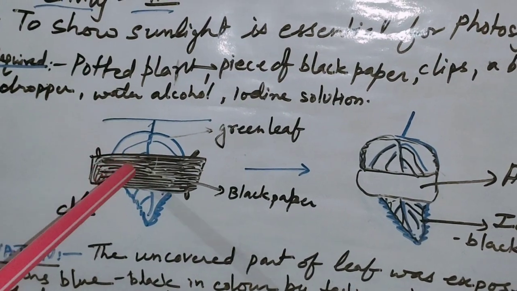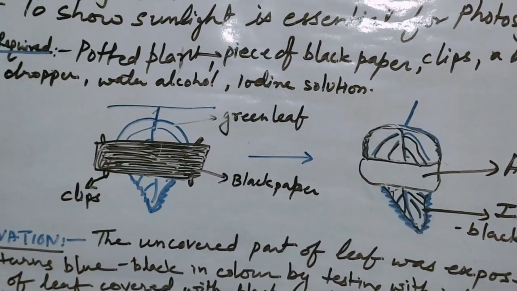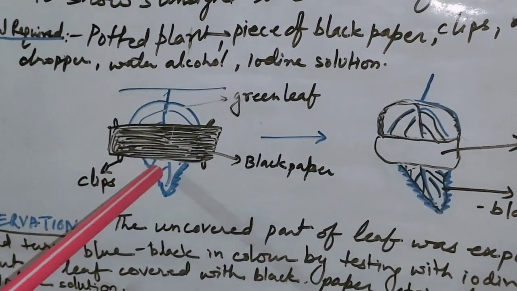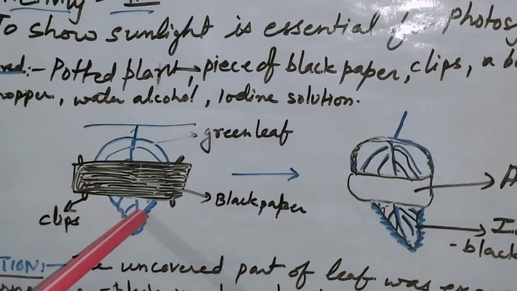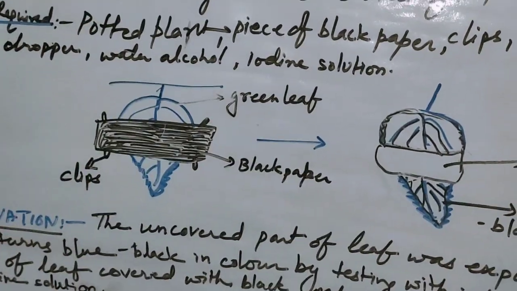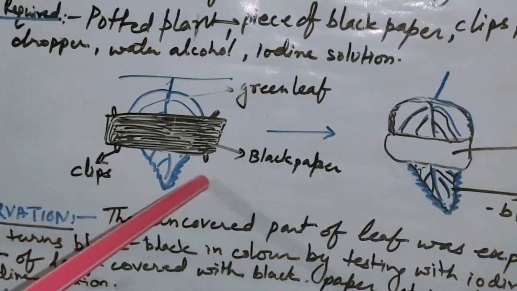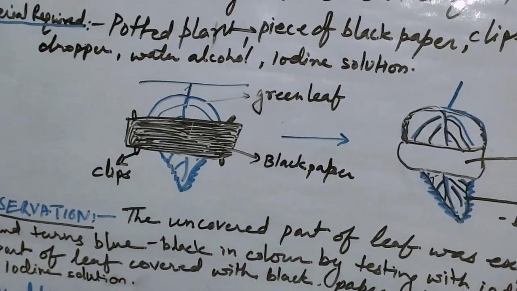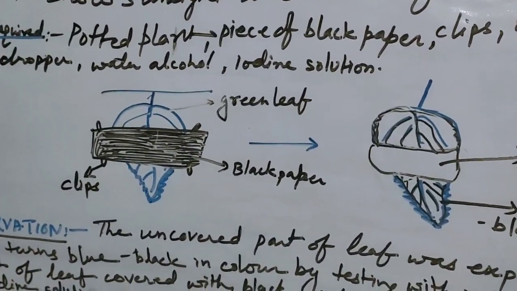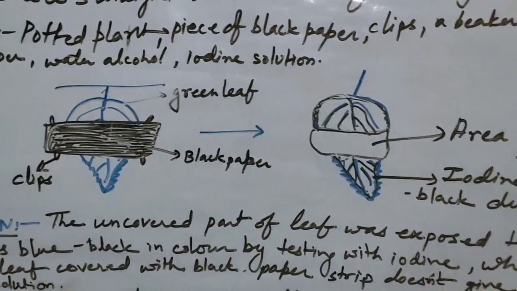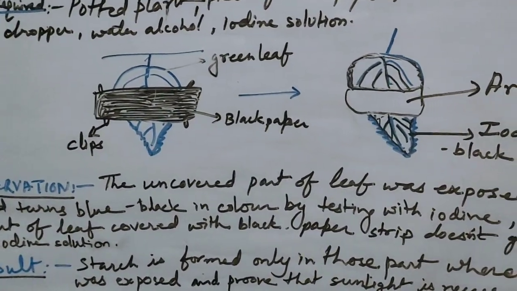No sunlight enters there, so no process of photosynthesis takes place, whereas the region which is exposed to sunlight shows the formation of food due to the presence of sunlight and the process of photosynthesis. After that, we will place the plant in sunlight for at least 4 hours or more.